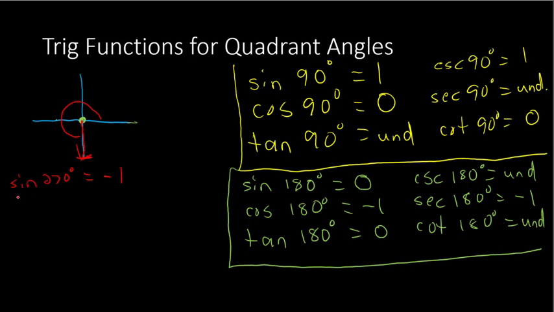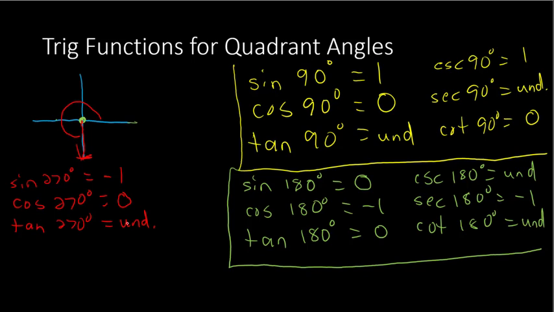The cosine of 270, that's the x value. Notice it does not go left or right at all, so there is no x component, so x, or the cosine, would be 0. And then the tangent of 270, that would be, by definition, sine over cosine, which is negative 1 over 0, or undefined.